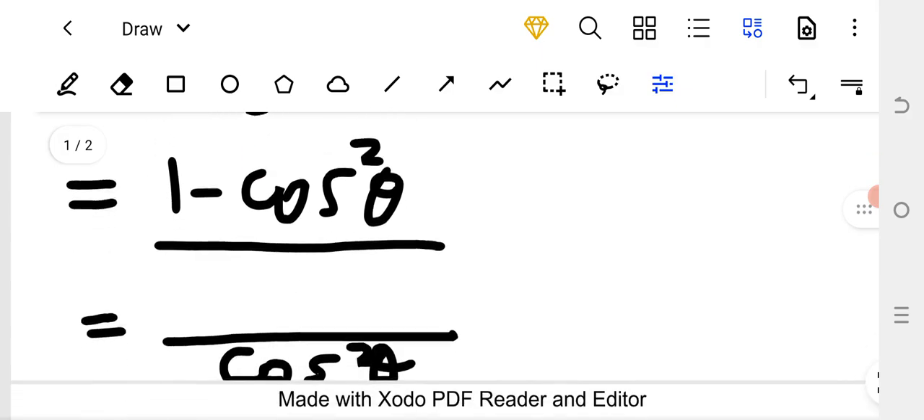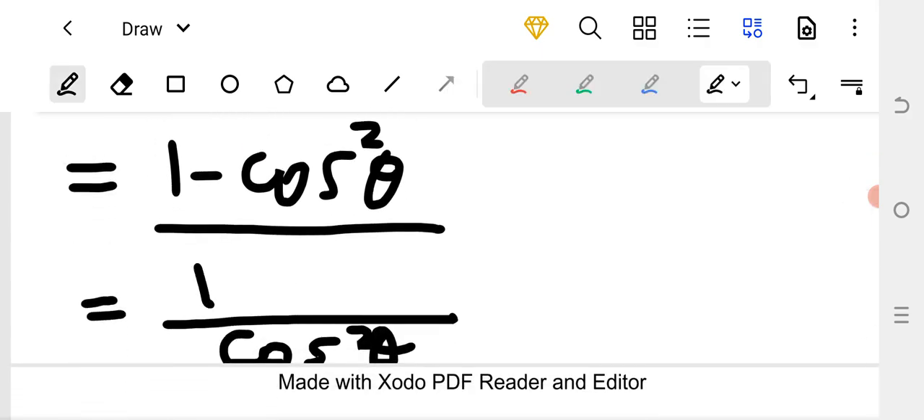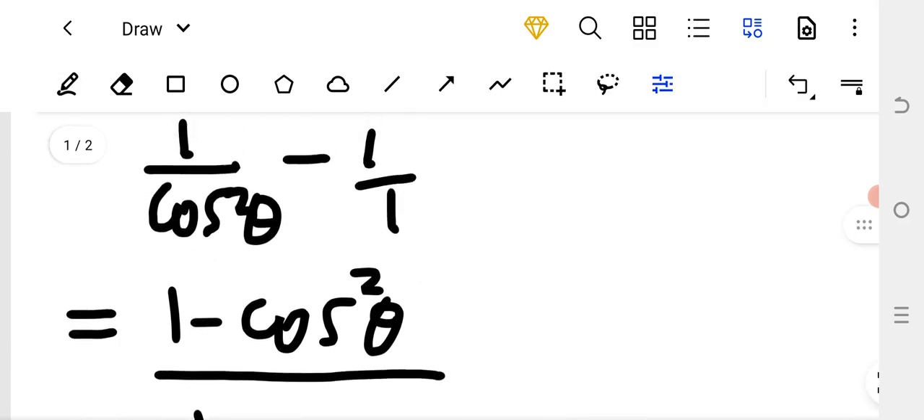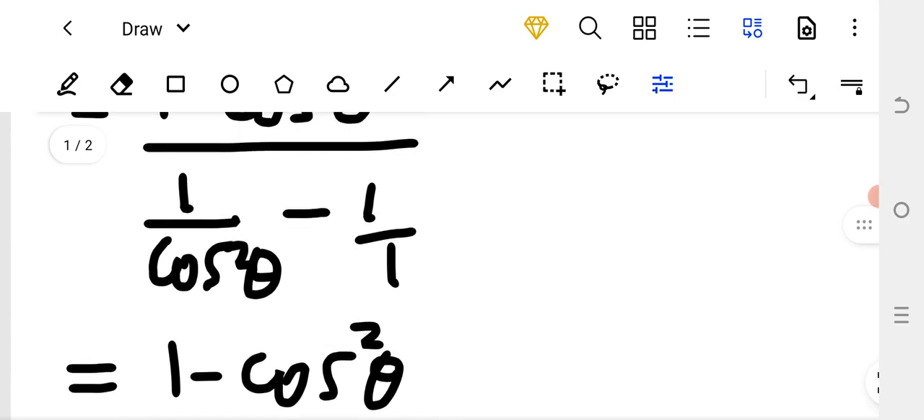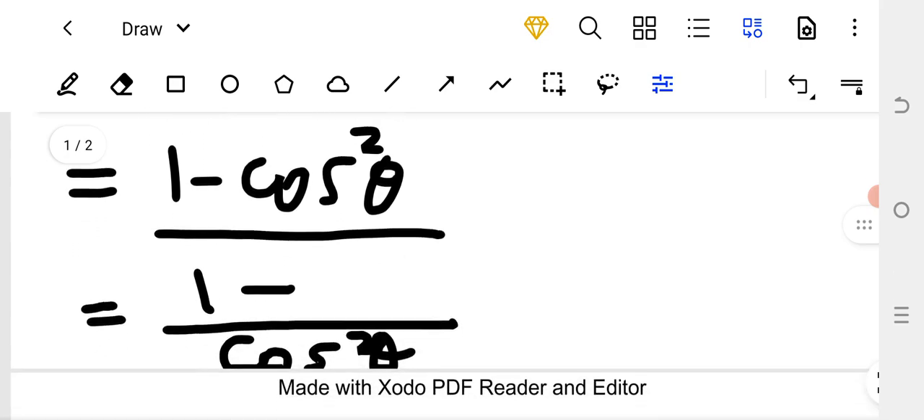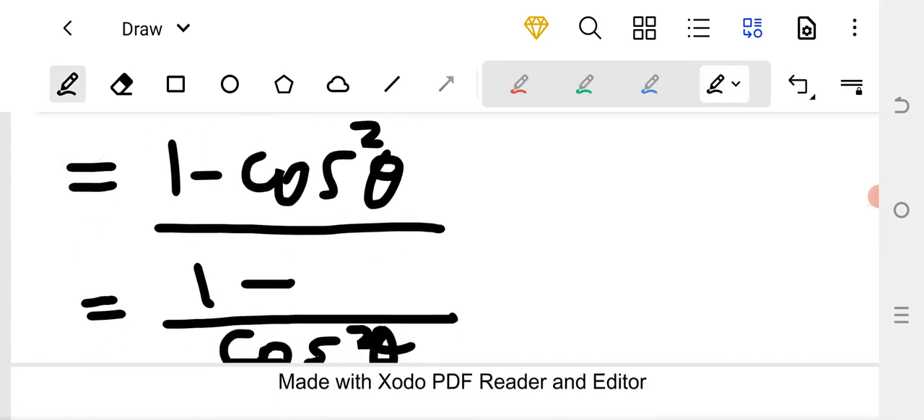So 1 multiplied by 1 is going to be a 1. Then you get your minus. Cos theta squared into cos theta squared is going to be 1, multiplied by cos theta squared, it's going to be a cos theta squared. So you have something like 1 minus cos theta squared, you divide by 1 minus cos theta squared over cos theta squared.